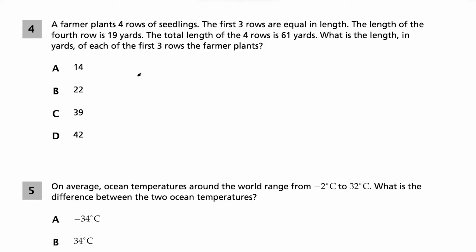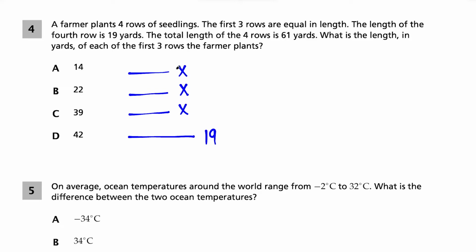So for this one, what I would do is just draw out the 4 rows. So we have the first 3 rows here, and they are all the same length, and then the 4th row they told us is 19 yards. So what I'm going to do here is label that 4th row 19, and then the first 3, I'm just going to call all of them X. Because we don't know what the length of each of these rows is, but we do know that they are all equal in length. So that's why I'm going to call them all the same variable.